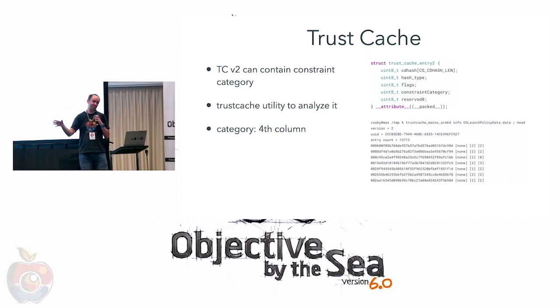Now we have the trust cache extracted, and now we can use the trust cache utility to actually parse it, or we can write our own tool. It would be really simple because the trust cache is a simple structure containing the CD hash, the hash type, some flags, and the constraint category. And the category is actually the 4th column, so this.